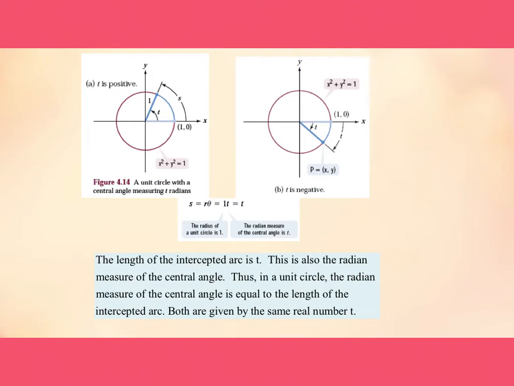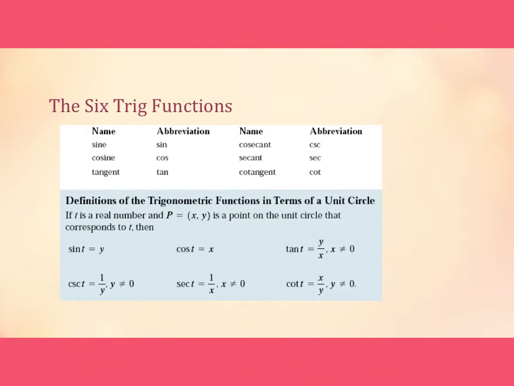So the length of the intercepted arc is t, right, which is where this comes from. This is also the radian measure of the central angle. Thus, in the unit circle, the radian measure of the central angle is equal to the length of the intercepted arc. So all it's saying is that this would be the same as if I had that circle as x squared plus y squared equals 1. All the way around my circle, that's where those points come from. Again, we're going to get back to the points later. But that's what makes up your x, y.